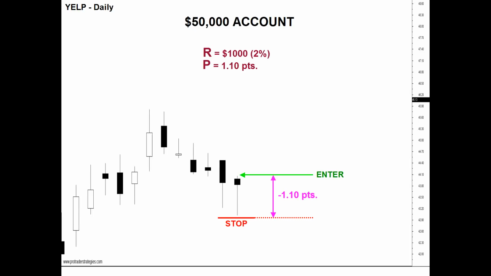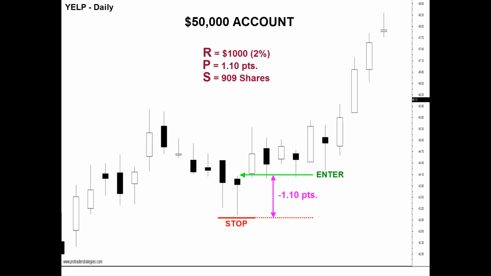So now the formula just calls for us to divide R, 1,000, by P, 1.10. That comes out to 909 shares. You can round it off to 910, or you can just simply have 900 shares. And you had a nice trade with 900 shares that you could have captured. See how simple this is? Now you've added structure, you would have that much more money in your account, and you can increase your trading shares because your account is increasing.